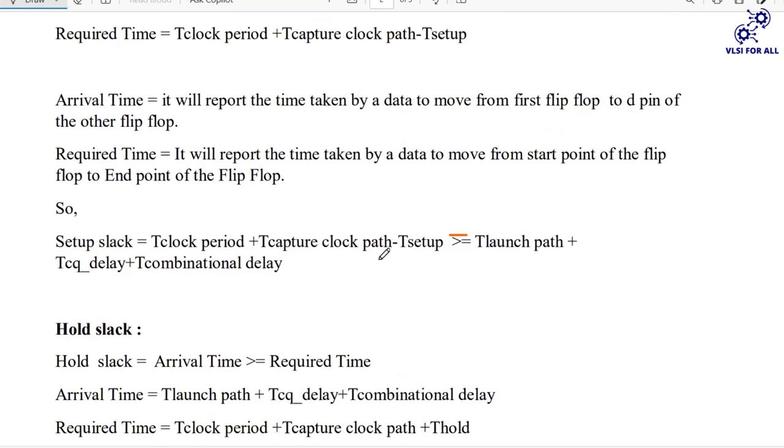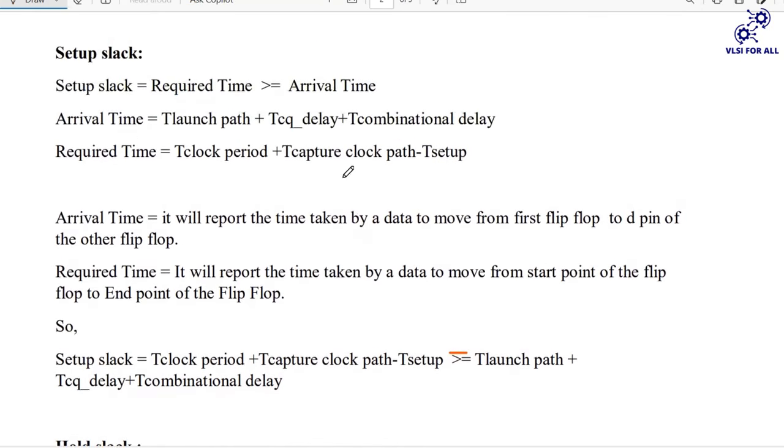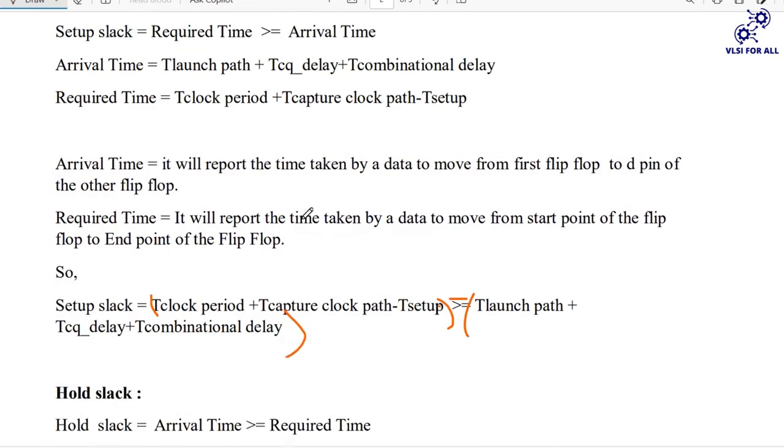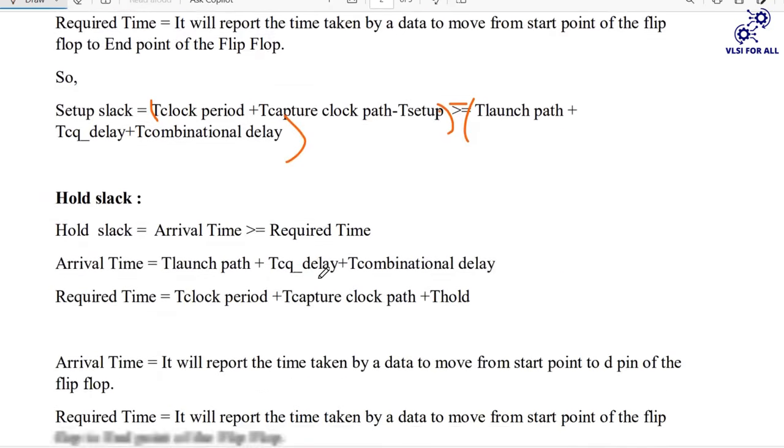T clock period plus capture clock path minus setup is the required time. In total it is the RT. T launch path plus TCQ delay plus T combinational delay is the arrival time. So that is about the setup slack. Now the hold slack.